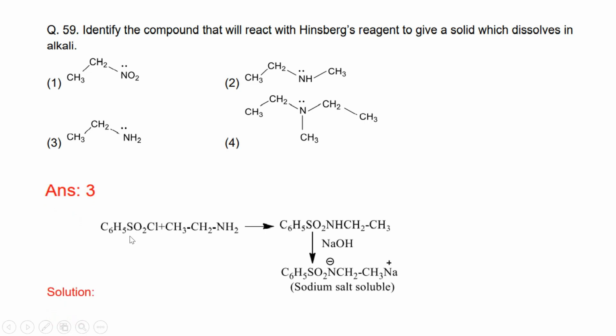Hinsberg reagent C6H5SO2Cl, that is it. So first it will react with primary amine and it will give you that salt, that compound, and then in NaOH it can dissolve because there is still one more acidic hydrogen, so it can easily react with NaOH and it will dissolve in it, right? So option 3 for question number 59.